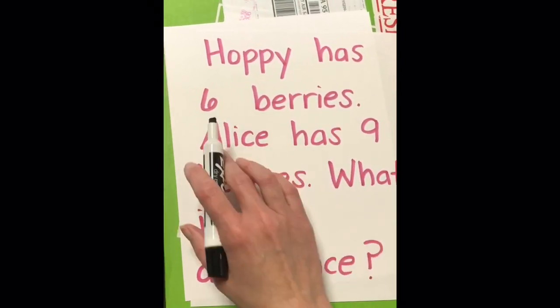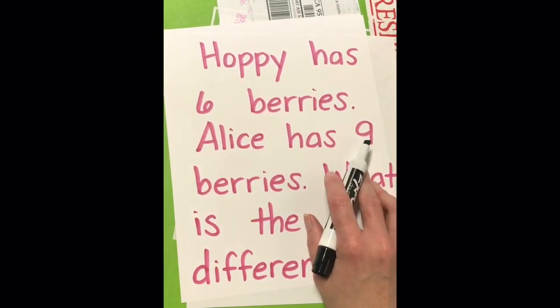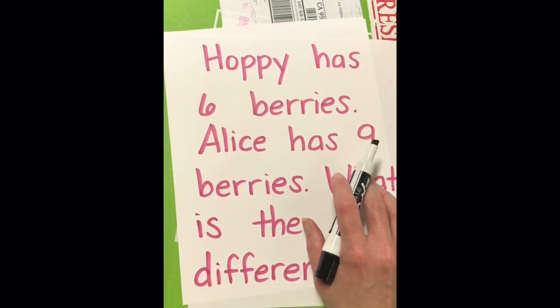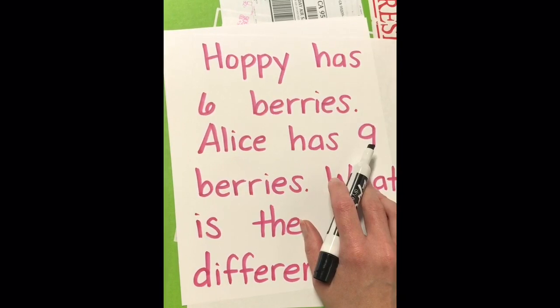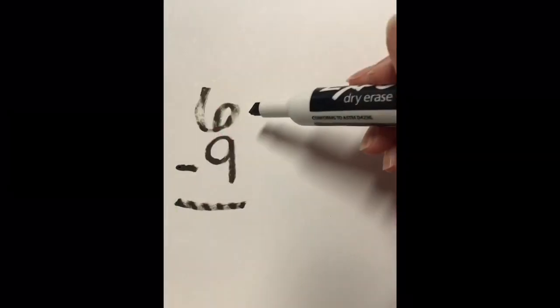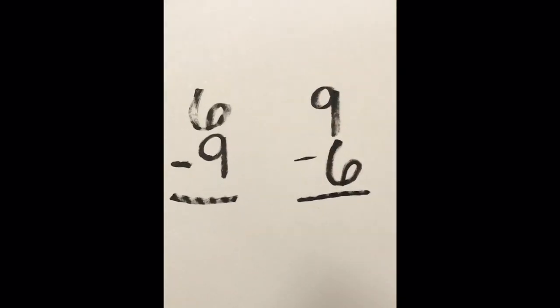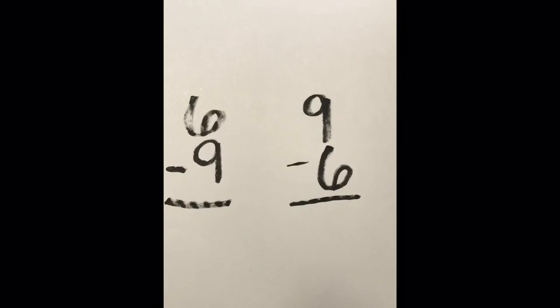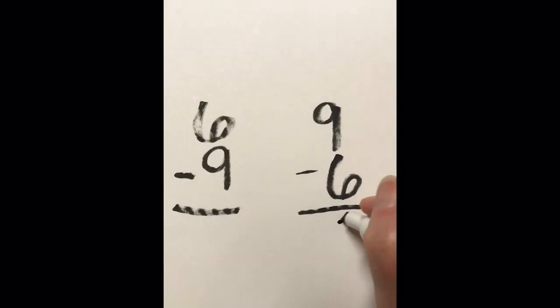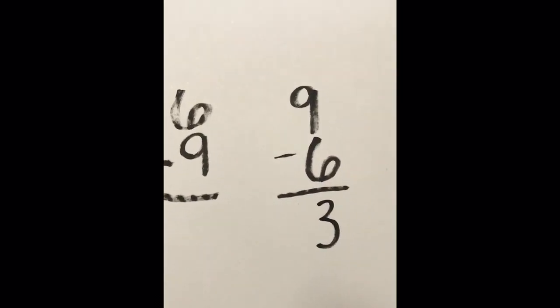So even though 6 is listed first in the problem and 9 is listed second, I'm going to put the 9 first when I write this problem out. So again, instead of 6 subtract 9, I'm going to write 9 subtract 6. And at this point, I could use my fingers, a number line, a hundreds chart, or a picture to solve and find the difference, which is 3.